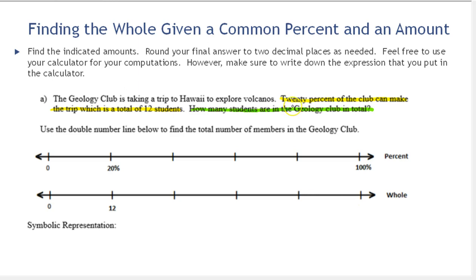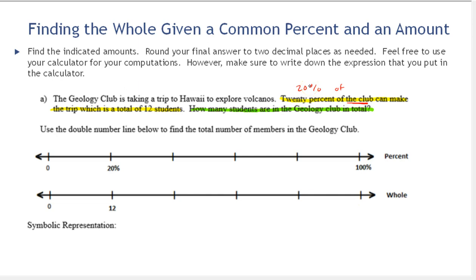So we said before that the whole is usually what's followed by the word of. So let's read through this. 20% of the club can make the trip, and then it says which is a total of 12 students. So which of is referring to the whole? Well, 20% of the club is 12 students. It's saying a total of 12 students, but the whole is referring to the total number of people in the club. The 12 students is the amount that is 20%.